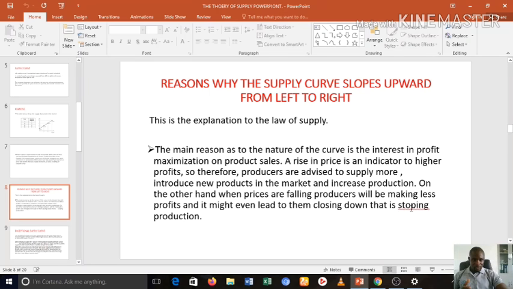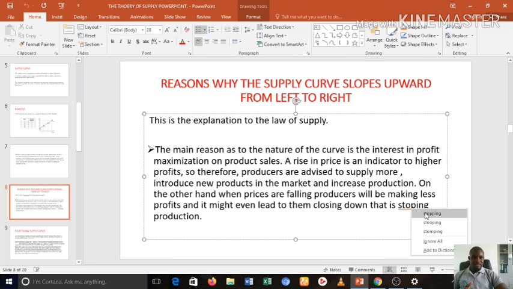So, we are saying that one of the main reasons why the supply curve will slope upward from left to right is simply because of the interest in profit maximization. Because producers or suppliers have as an objective to make profits, it's very normal that they would definitely want to supply more when prices are high. So of course, as prices go up, their supply will increase.